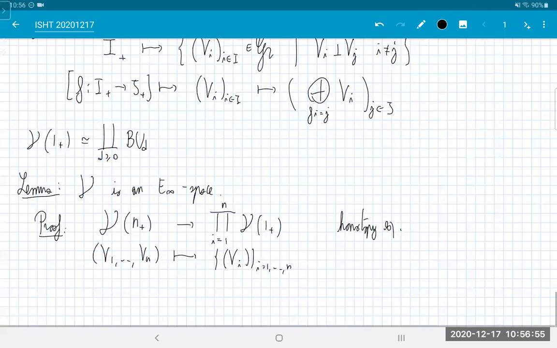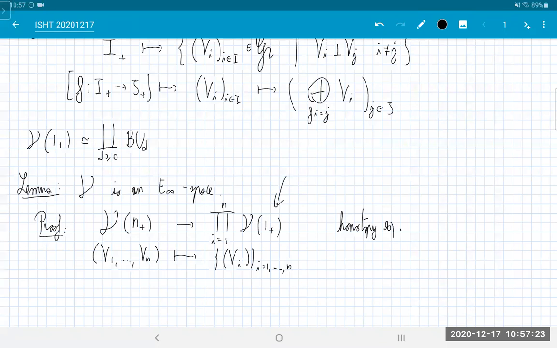The characteristic maps, remember, send the ith element of I to one and everything else to the base point. So the characteristic map at i just sends the collection of the Vi's to the ith component of this collection. And note that this is not a homeomorphism, because this is just the space of all n-tuples of subspaces, but this is the space of n-tuples of pairwise orthogonal subspaces. So it's actually a subspace inclusion. And I'll show you that it is indeed a homeomorphism. This is again some version of Gram-Schmidt, but I'm not going to do it that way. I'm just going to use what we already did to deduce it.